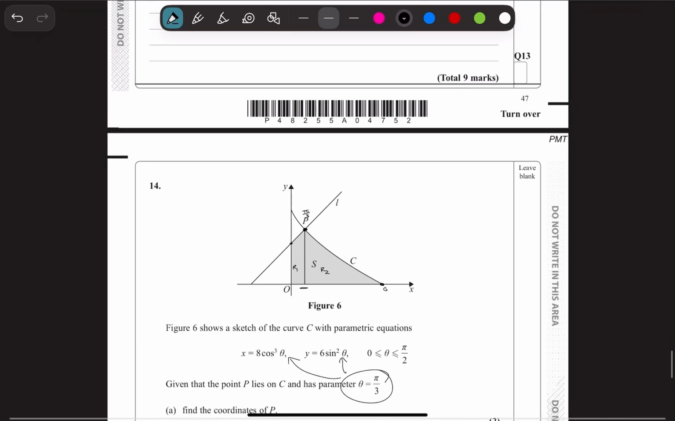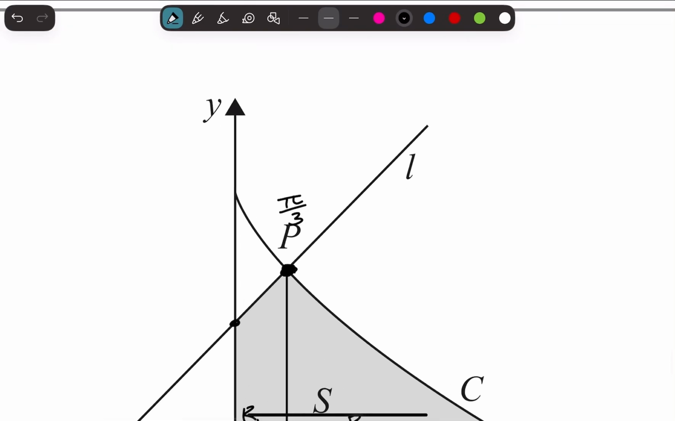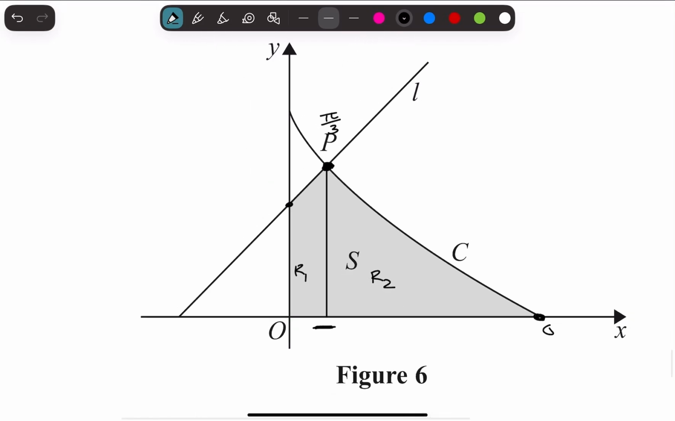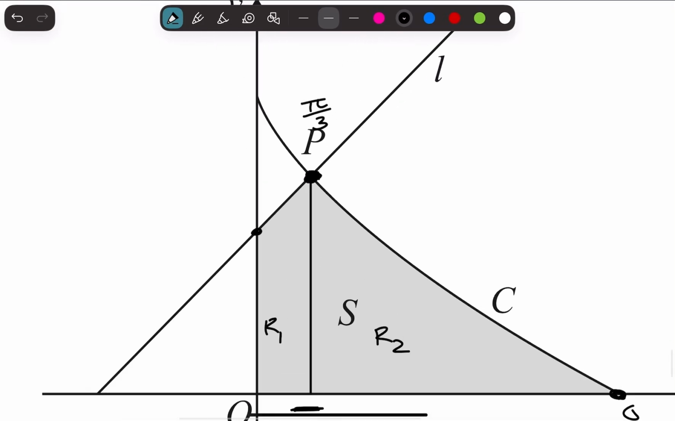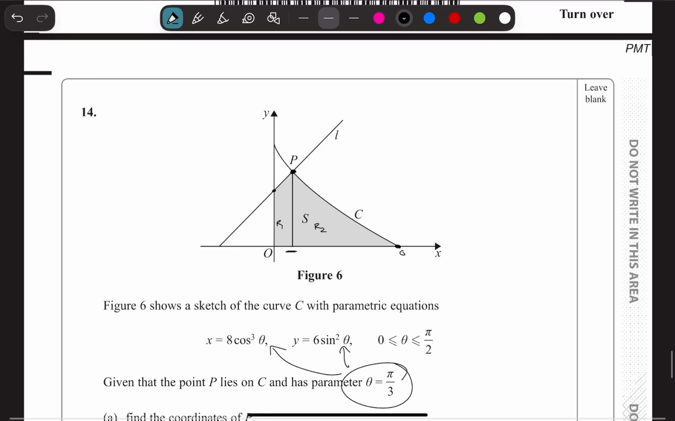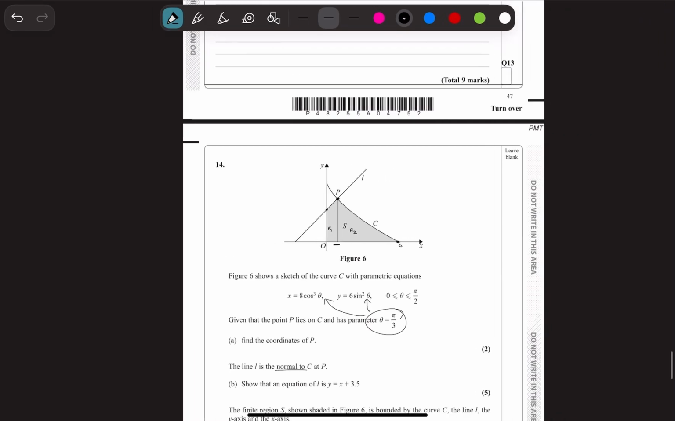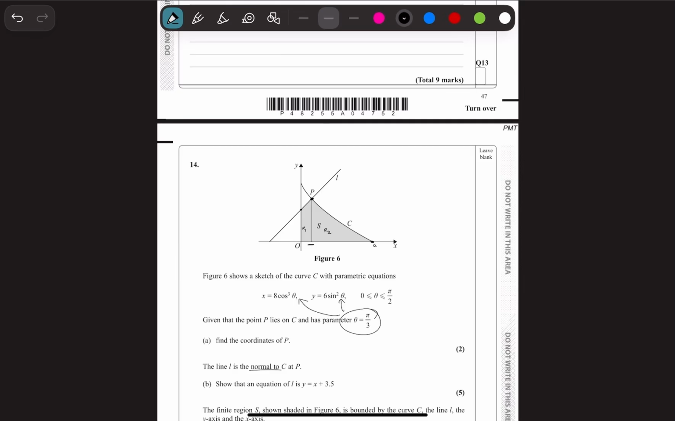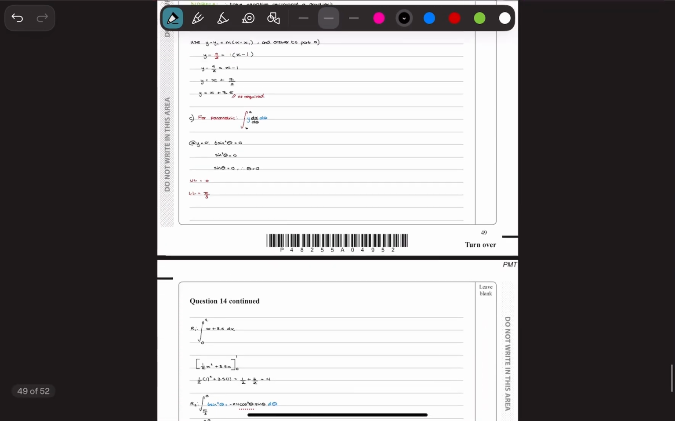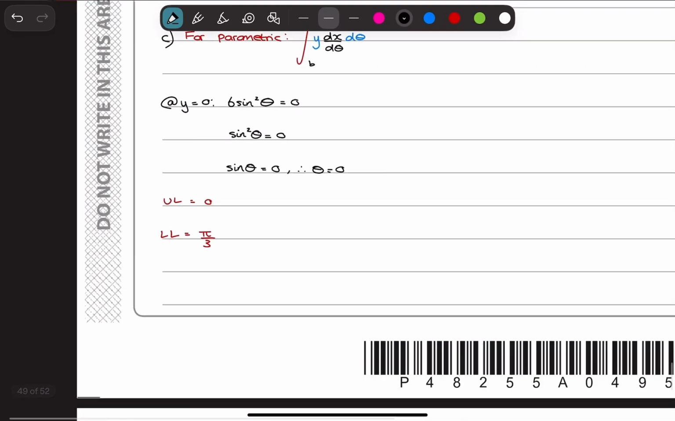So don't be alarmed if you get that, where the upper limit is less than the lower limit. That's fine in parametric integration, and even any other types of integration as well, because usually a question is designed like that to trip you up, but there is a trick around that, which I'll get to. Okay, so we've got that now. So we've got our upper limit and lower limit.